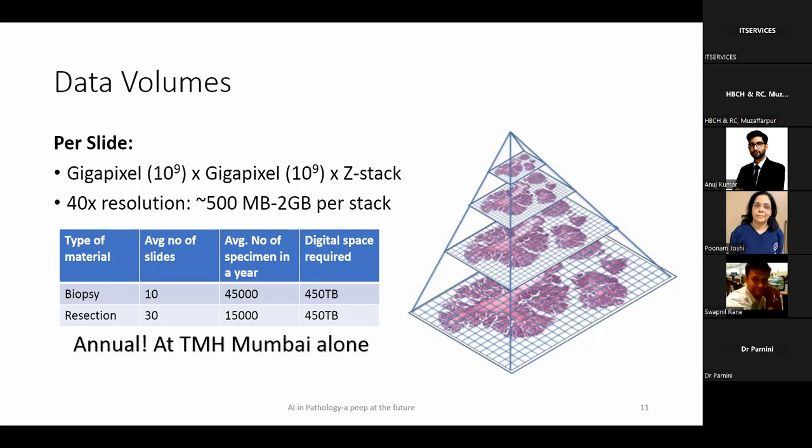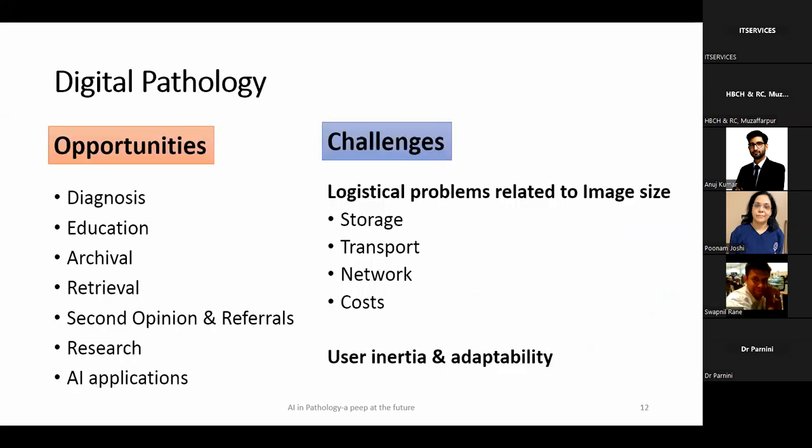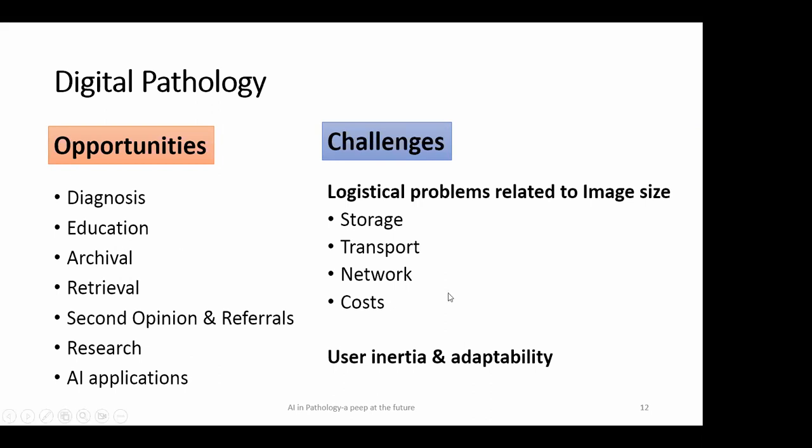This obviously is something that we are currently not ready with, and it is difficult to establish because we would like to keep the data forever. So in summary, these are essentially the opportunities and the challenges that these technologies, especially digital pathology technology, bring to us. The main problems are still the storage, transport, network and the cost associated with all of this. But one of the most important things, even if the other problems are solved, is user inertia. If I've been trained for 30 years of my life to look at the glass slide, it is very difficult for me to move on to looking at the slide on the computer, no matter how similar the slide looks.